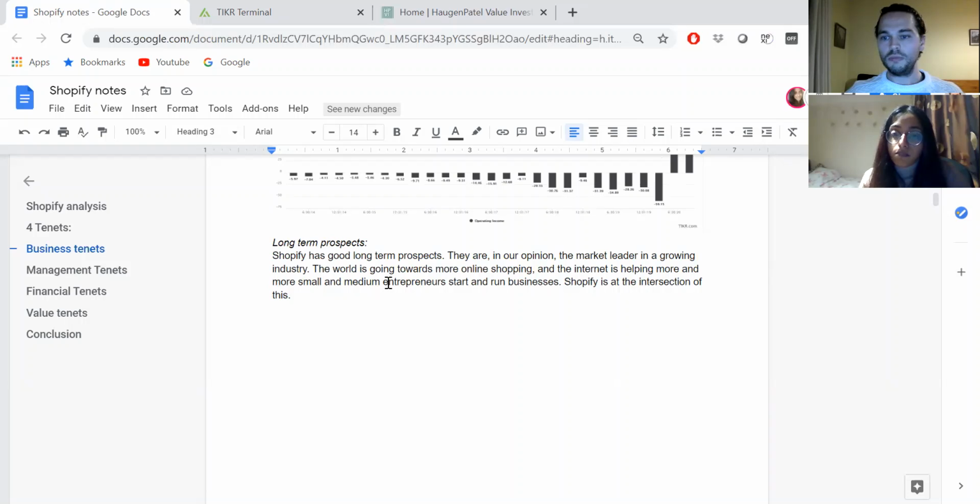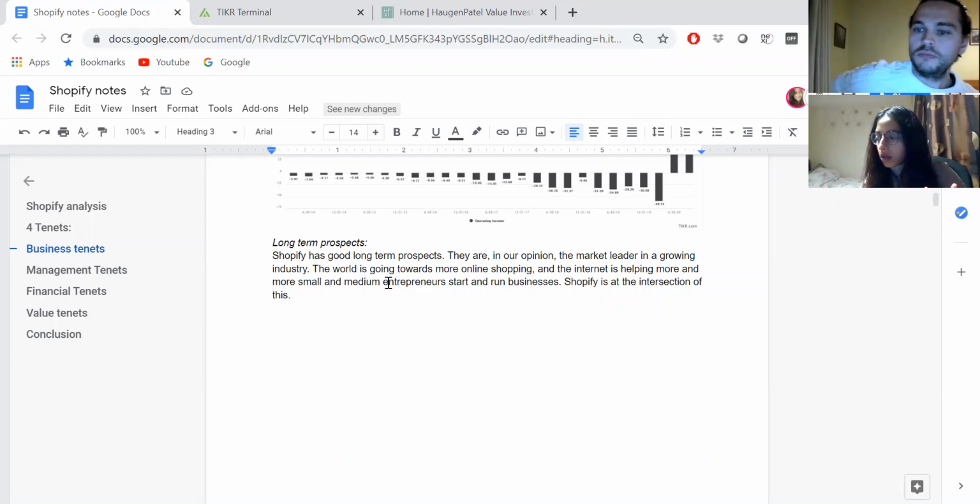So considering the long-term prospects, they would be one of the bigger market leaders in a growing industry. The need for an online presence has been increasing over the years, and we think it's also been kickstarted by COVID, with lots of storefronts closing. There's been a bigger need for an online presence, and even without COVID, online businesses are growing increasingly. Entrepreneurs starting a new business are more likely to need a presence online too. And businesses like Shopify are helping small and medium entrepreneurs kick off their businesses online.